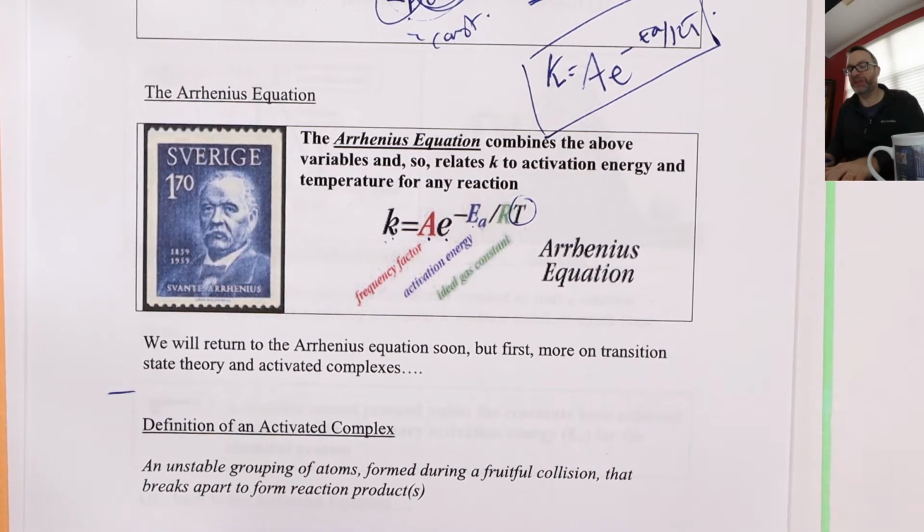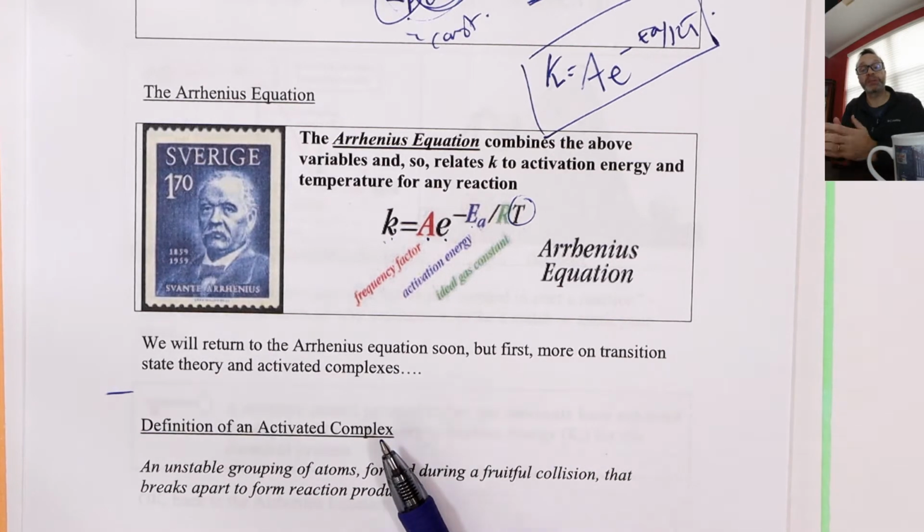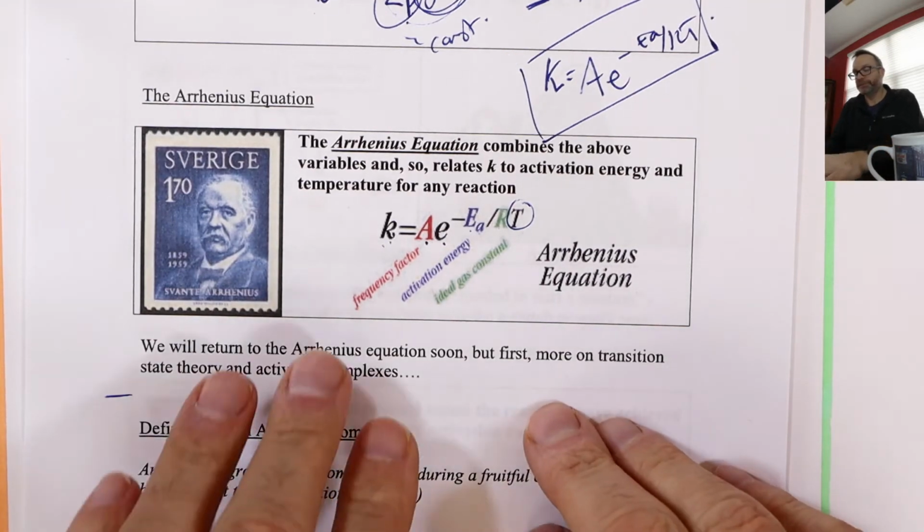Okay, let's just remind ourselves what an activated complex, or a transition state, is. Activated complex, transition state, same thing, semantics, right? It's that unstable grouping of atoms that forms during a fruitful collision. Two things bump together, and just for a second they're this larger collection of loosely bound atoms that then fall apart to make different things we call products, right? So reactants bump, make an activated complex which lives for a split second, falls apart to make products, okay?